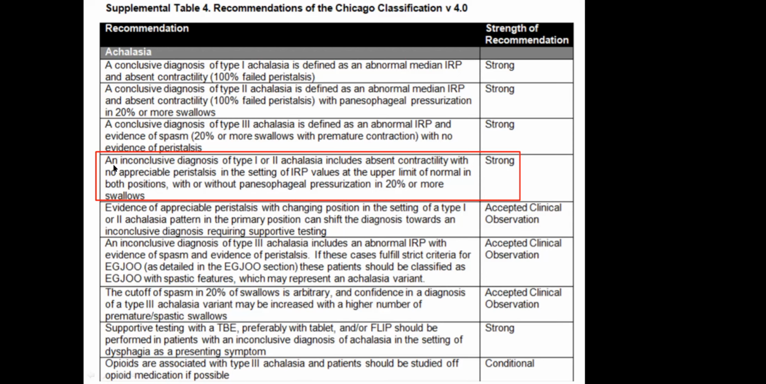In particular, I like to highlight this area here in the red box. An inconclusive diagnosis of type 1 and type 2 achalasia includes absent contractility with no appreciable peristalsis in the setting of IRP at the upper limit of normal. So when you see a patient with absent contractility, and the IRP is near the upper limit, say for example 15 with MMS systems or 20 with the Sandhill systems, you have to suspect sometimes there could be an early achalasia, especially in the setting where you see all these abnormalities. That's part of the recommendation.